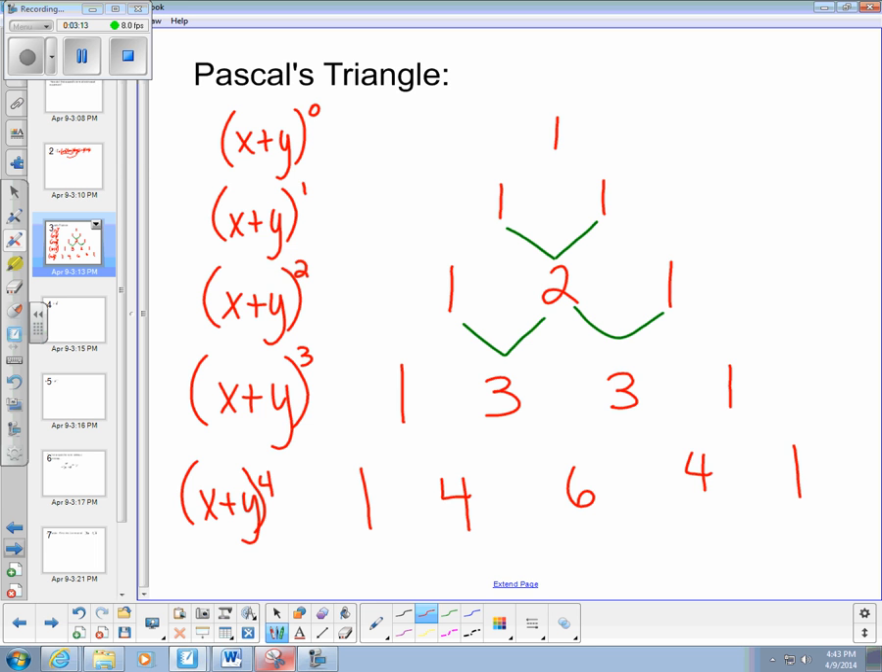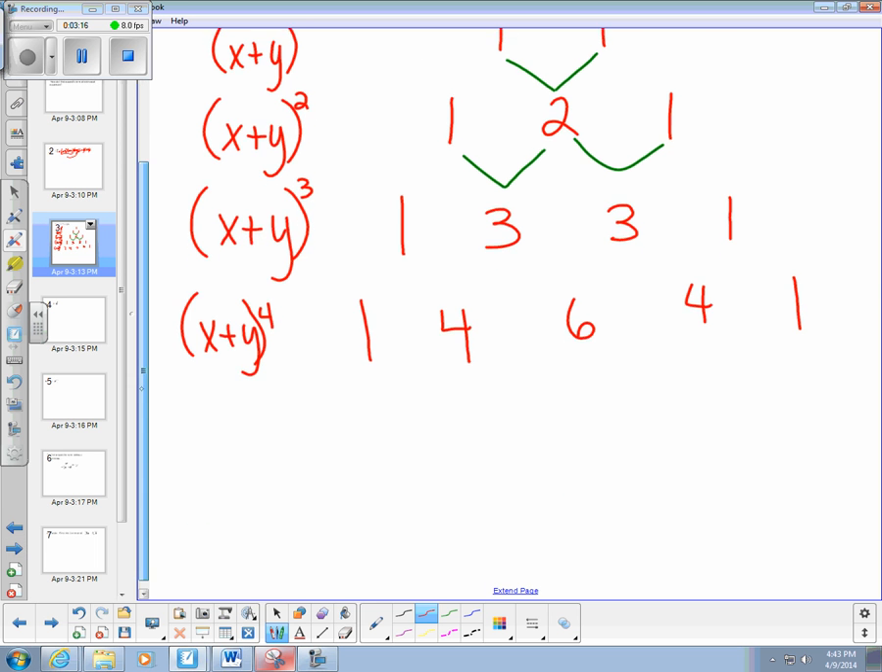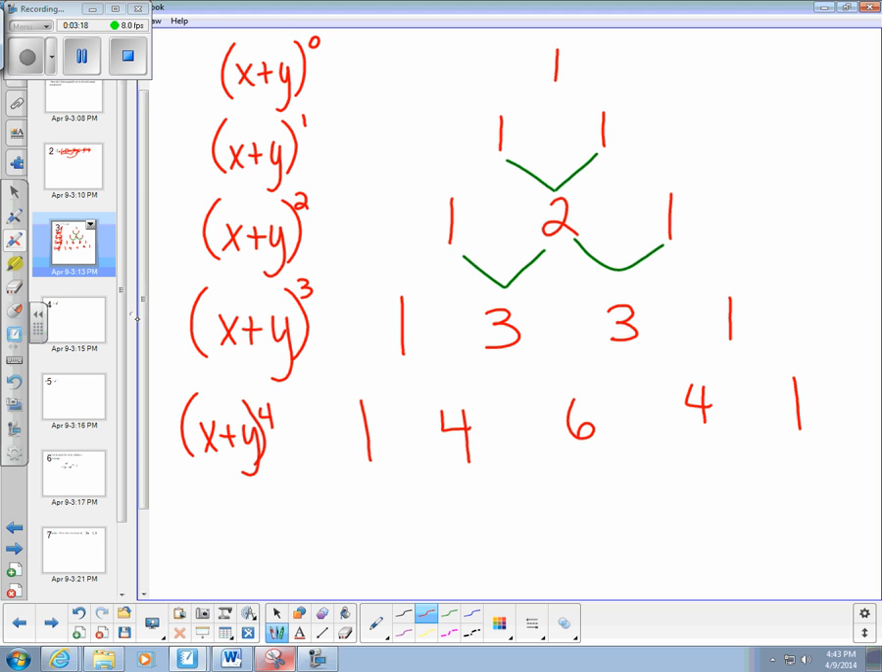I'm going to go one row further. So if we say x plus y to the fifth, I start with 1. To get the next number, I take the previous row and add. So 1 plus 4 is 5. 4 plus 6 is 10. 6 plus 4 again is 10. 4 plus 1 is 5. And then we end on a 1. And you'll notice that each one of these rows is very symmetric. So again, those are just coefficients.